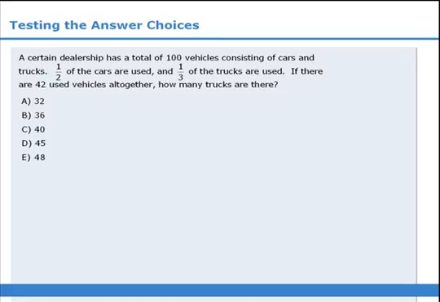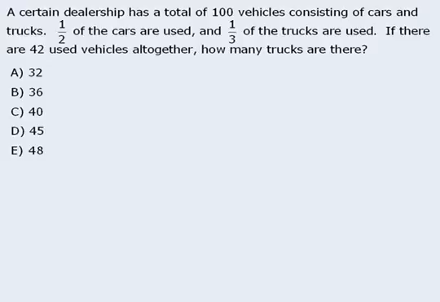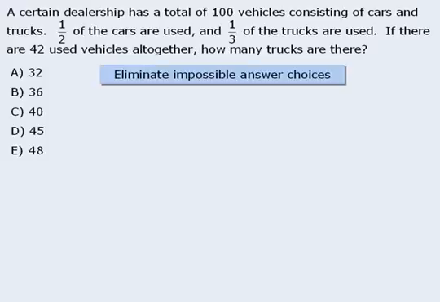Alright, now let's examine another question. Here we are given information about new and used vehicles, and we want to determine the number of trucks. Now, at first glance, it might appear that checking the answer choices will take much longer than solving the question using traditional algebraic techniques. However, we can eliminate several of our answer choices without even testing them. For example, we know that the correct answer cannot be A. How do we know this?